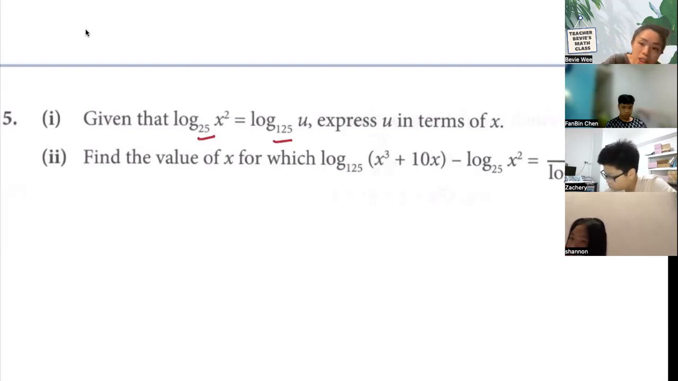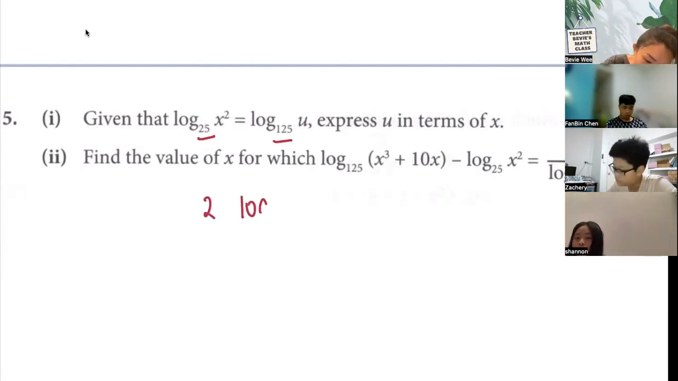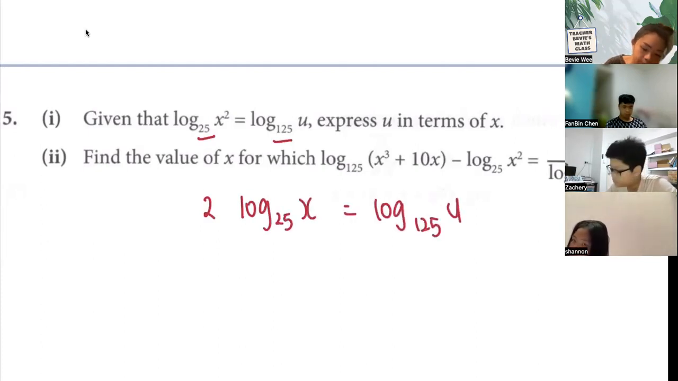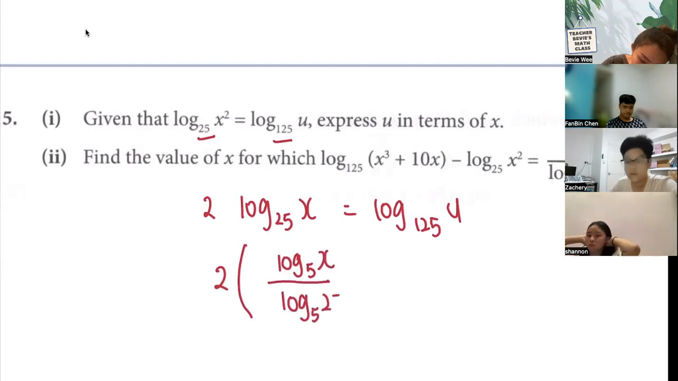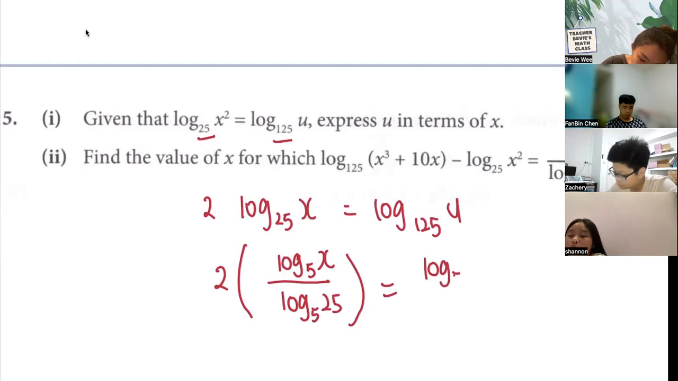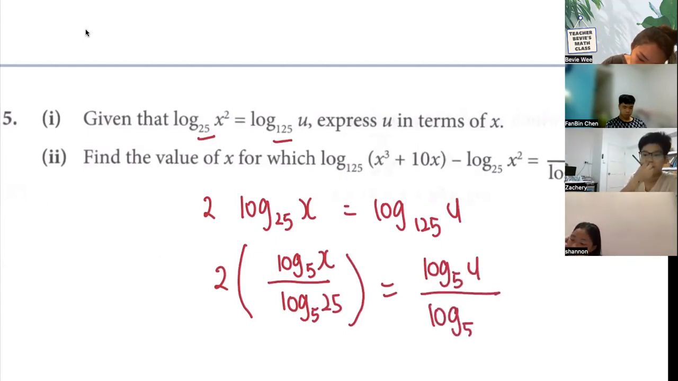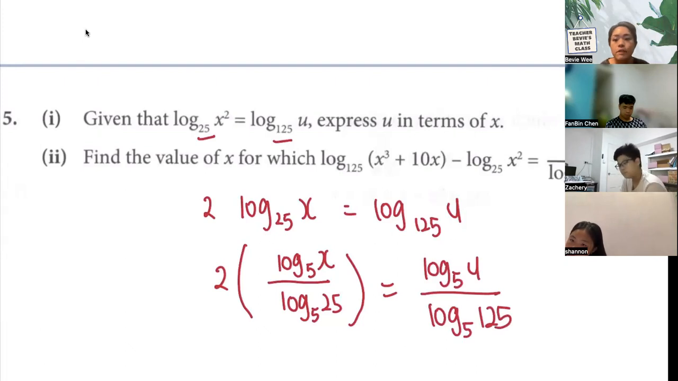Before I change to base 5, my power x squared can come forward first. It gives me 2 log base 25 of x equals log base 125 of u. The 2, let it stay. Log base 5 of x over log base 5 of 25 equals log base 5 of u over log base 5 of 125. From here, did we just make it worse or not? No, right? From here, what can I do?